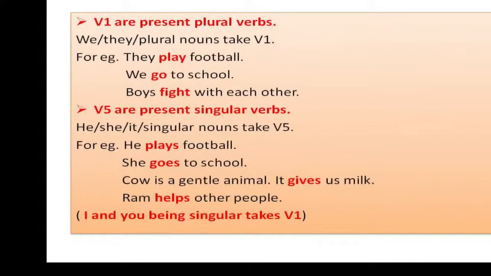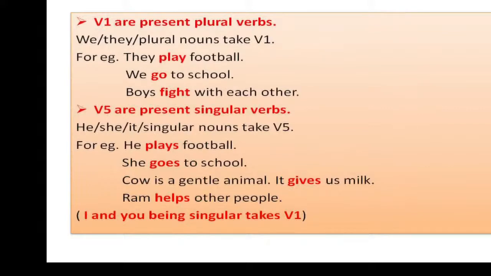Now in the bracket I have written: I and you, being singular, take verb 1. One thing you have to keep in mind is that you is singular as well as plural, but here I have written I and you, being singular, take verb 1. You have to keep this in mind. I and you always take verb 1 form. Okay, these are the uses of verb 1 and verb 5. I guess you are clear about it.